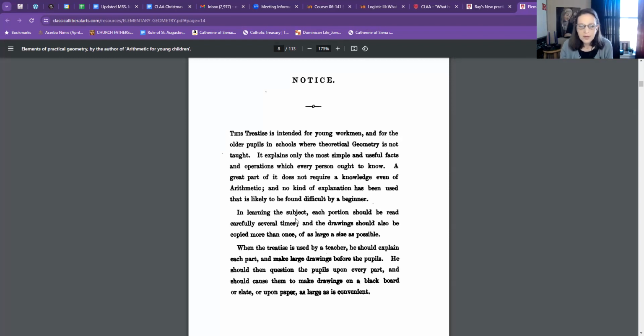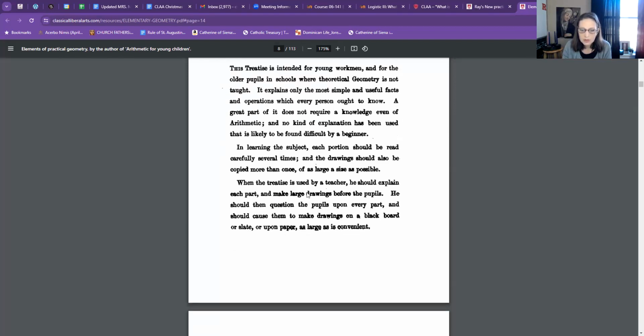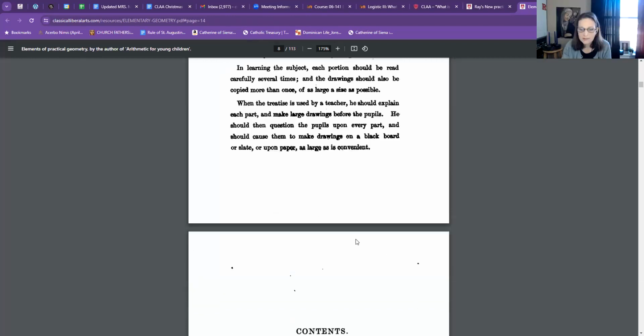Okay, so right here, let's read this again. In learning the subject, each portion should be read carefully several times, and the drawings should be copied more than once, of as large a size as possible. When the treatise is used by a teacher, he should explain each part and make large drawings before the pupils. He should then question the pupils upon every part and should cause them to make drawings on a blackboard or slate or upon paper as large as is convenient. So you see how that works? The teacher actually talks to the students and makes drawings for the students, and then the students can make the drawings themselves. Okay, so you see how that works?